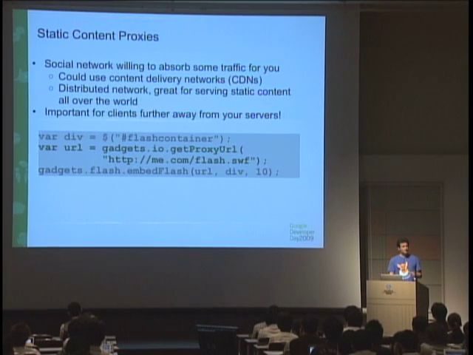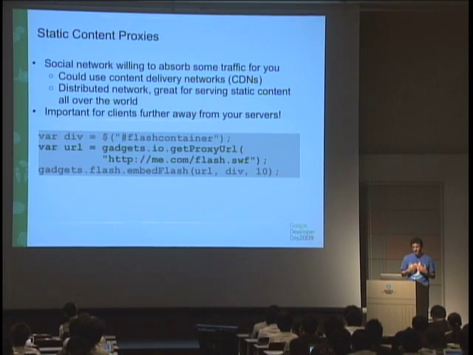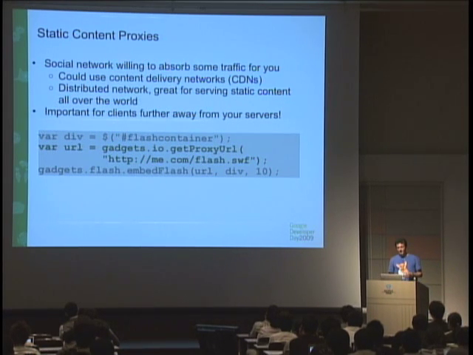So the way you use that as a developer is that instead of just getting some URLs from your server, you use an API call called gadgets.io.getProxyURL. This call is part of the gadgets namespace, a namespace for non-OpenSocial stuff in gadgets that is necessary. What happens when you use getProxyURL is that the social network fetches that file, and the CDN of the social network serves that file instead of it being served by you.